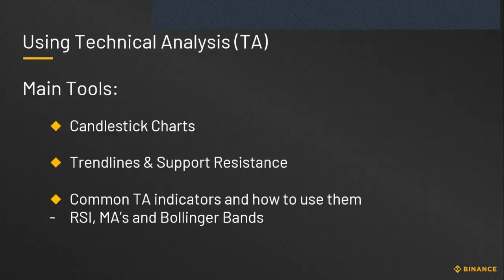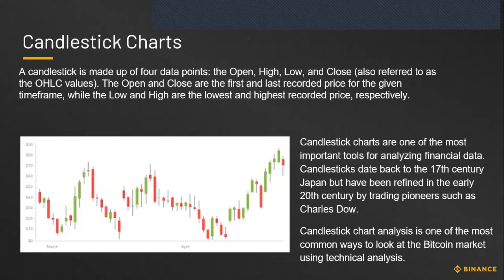Using TA, the main tools that we'll be looking at are candlestick charts, trend lines, and support and resistance. Also, we'll be talking of common TA indicators, I mean, common technical analysis indicators and how to use them. These are the things that we'll be looking at: RSI, MAs, and Bollinger Bands. Very interesting.